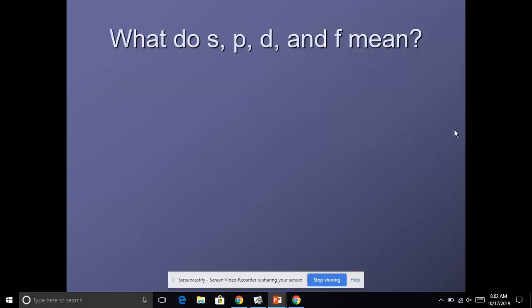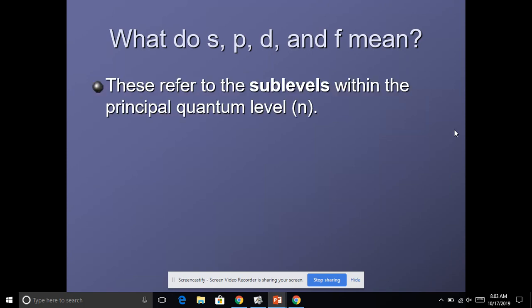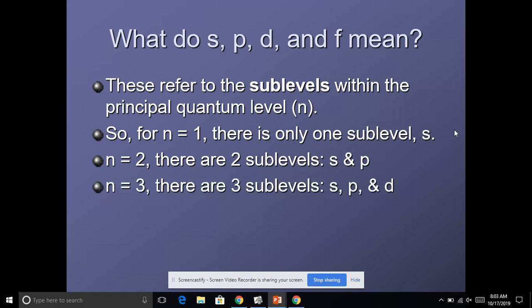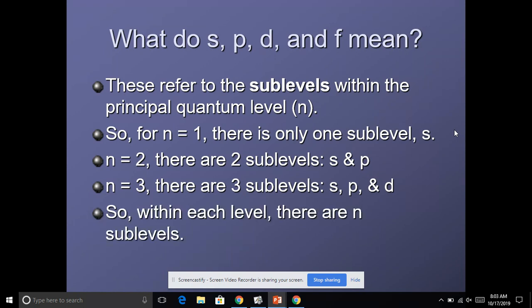All right. So what do the S, P, D, and F mean? These refer to the sublevels within the principal quantum level, or N. For N equals 1, there's only one sublevel, S. For N equals 2, there are two sublevels, S and P. For N equals 3, there are three sublevels, S, P, and D. So within each level, there are a different number of sublevels. These are different orbitals. And where do we get the N number, how do we know what the N even is?